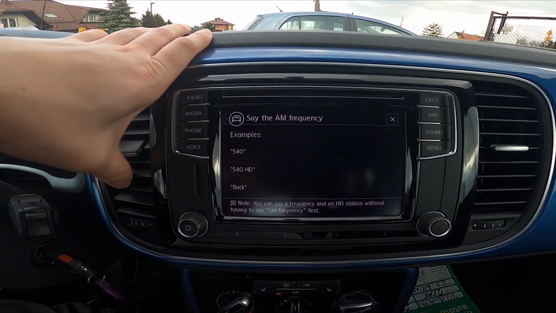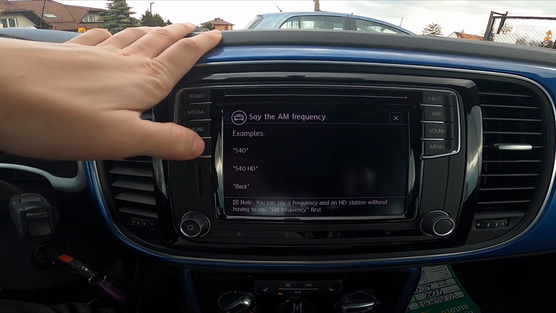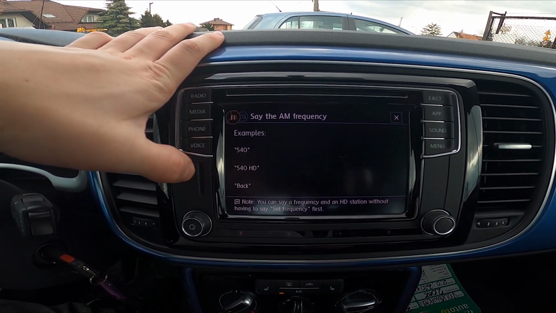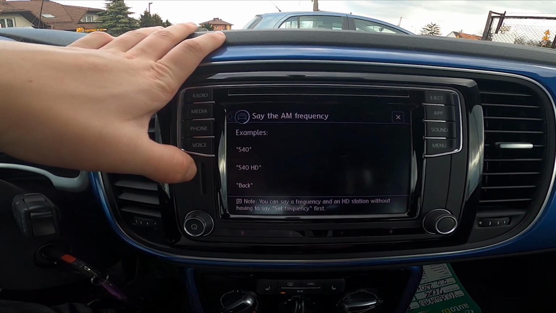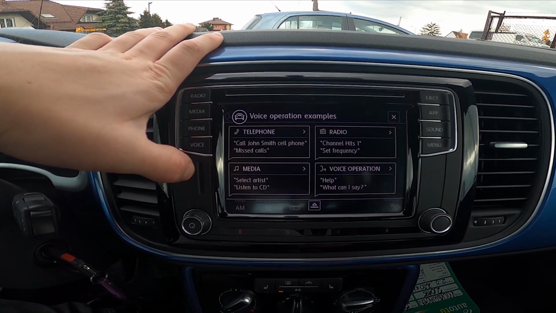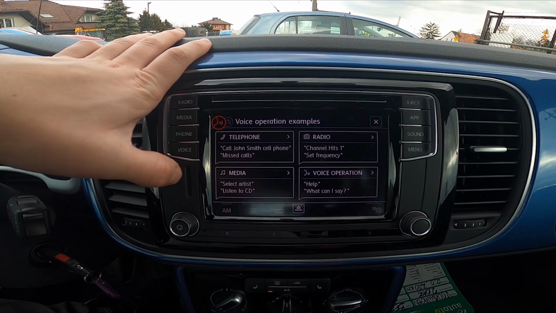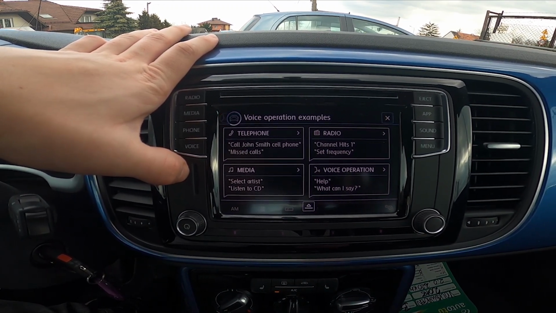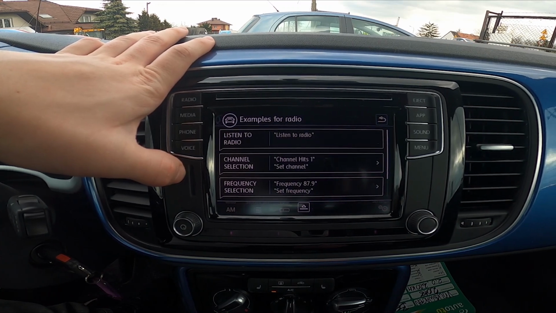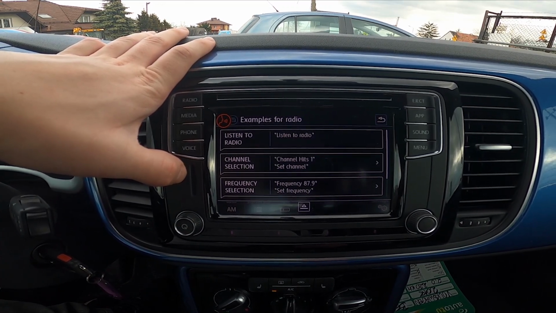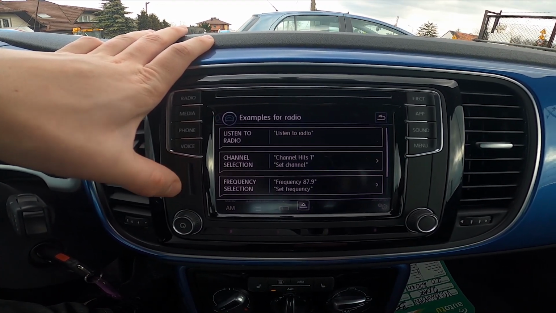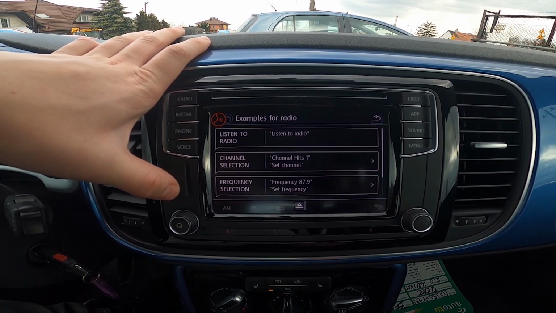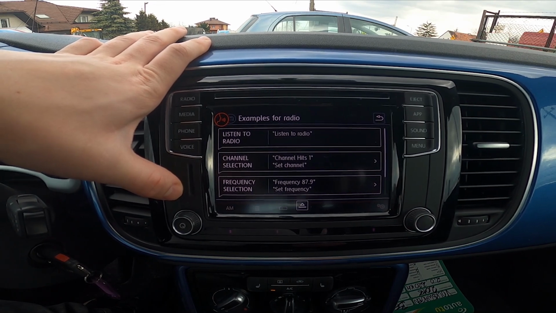Voice operation paused. To continue voice operation, briefly press the push to talk button. Back. Back. What next? Enter radio. Radio. What next? Listen to radio. Radio. What next? Channel RMF FM.